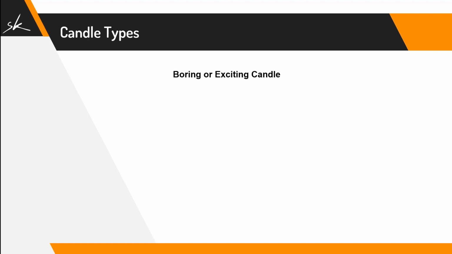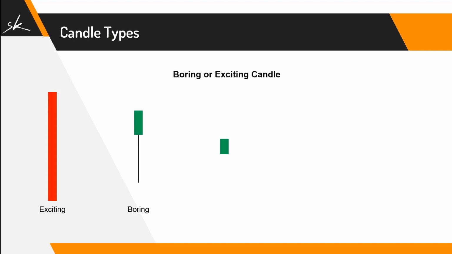Here are a few more examples. In the first candle, the body range is more than 50% of the candle range. Therefore, this will be called an exciting candle. In the second example, the body range is less than 50% of the candle range. Therefore, we will call it a boring candle. In the third example, the body range is more than 50% of the candle range. Therefore, we will call it an exciting candle. In the fourth example, the body range is more than 50% of the candle range, therefore we will call it an exciting candle. And in the last example, the body range is less than 50% of the candle range, therefore we will call it a boring candle.